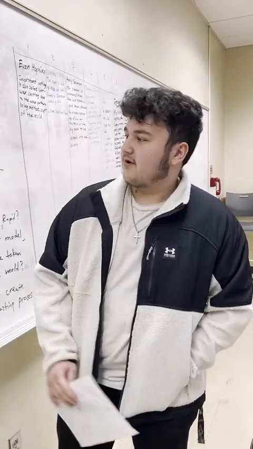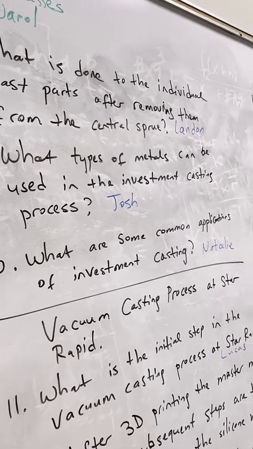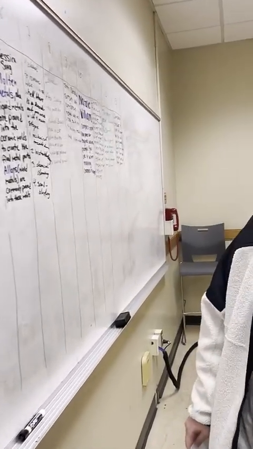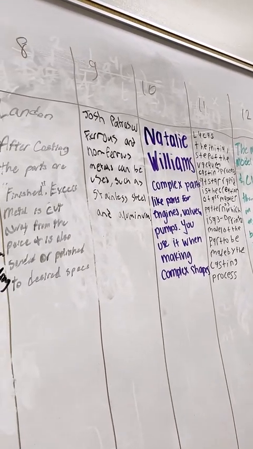My name is Josh, and I got number 9, which is what types of metals can be used in the investment casting process. And over here I wrote that there's ferrous and non-ferrous metals that can be used, such as stainless steel, and what we saw in the video was aluminum.